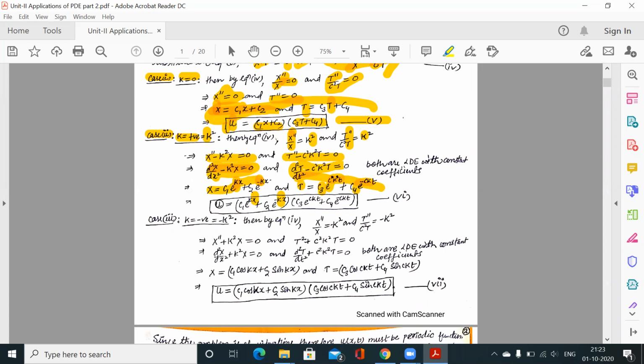So what is the total solution? u is equal to x into t. So this is the solution in the second case.